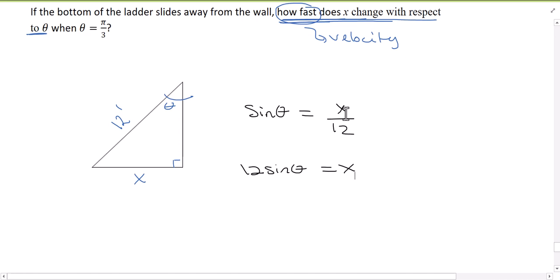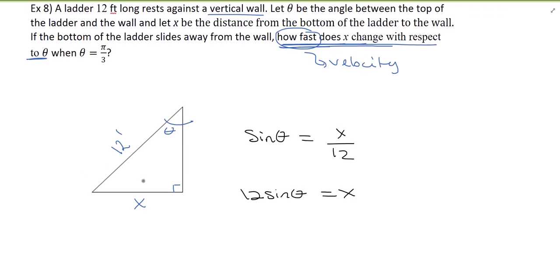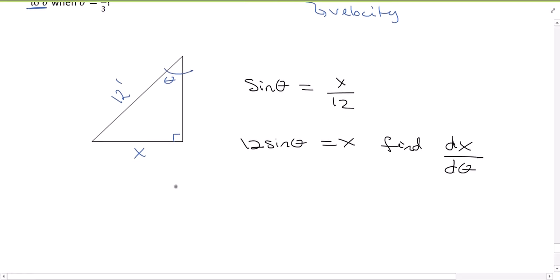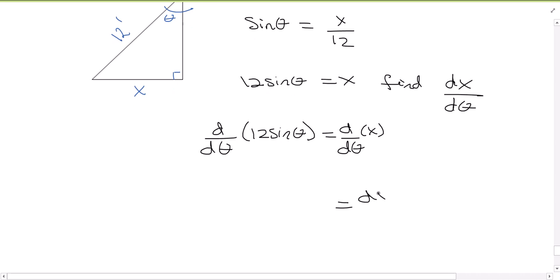So now, since I want to know how fast does X change, I want to find the rate of change of X with respect to theta. So find dx/dtheta. So take the derivative of both sides with respect to theta. So I'm going to find d/dtheta of 12 sine theta and d/dtheta of X. So here I just get my dx/dtheta, which is what I'm looking for. And here I take the derivative. So 12 sine theta, the derivative of sine theta is cosine theta. So I'm going to have 12 cosine theta.